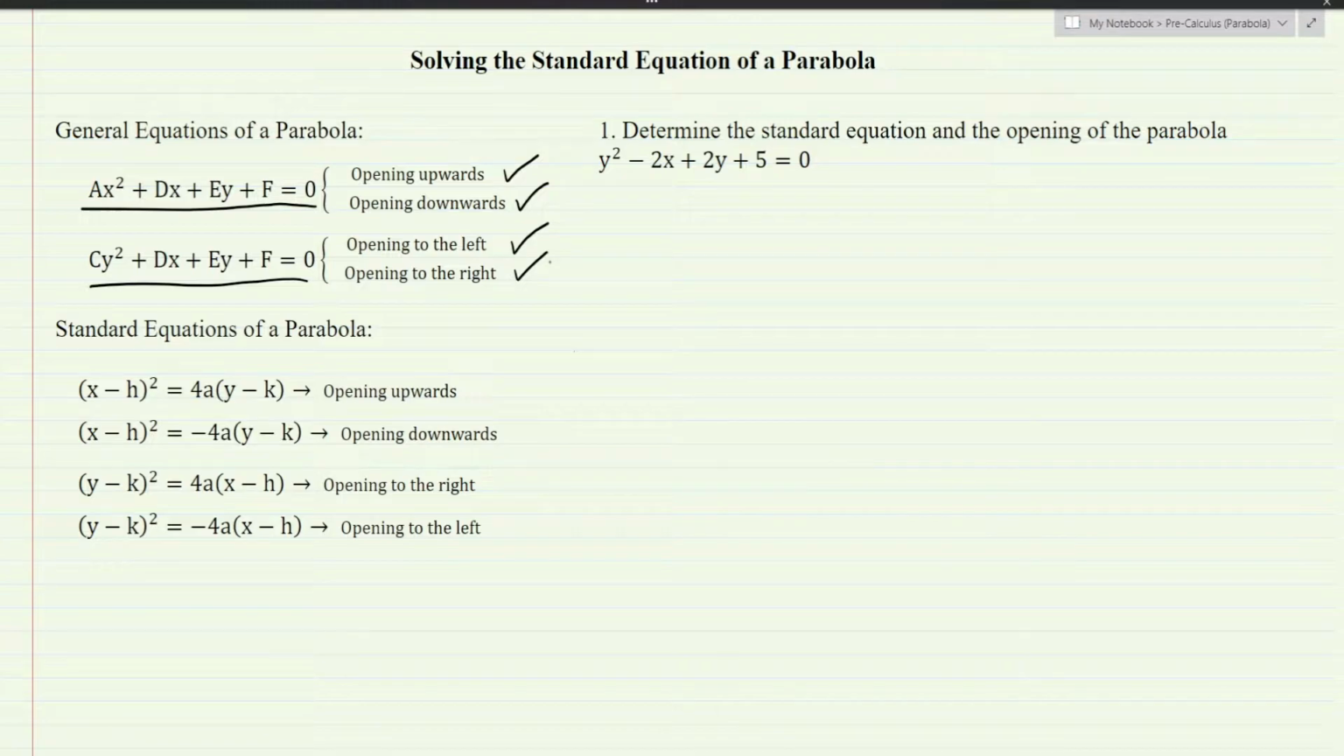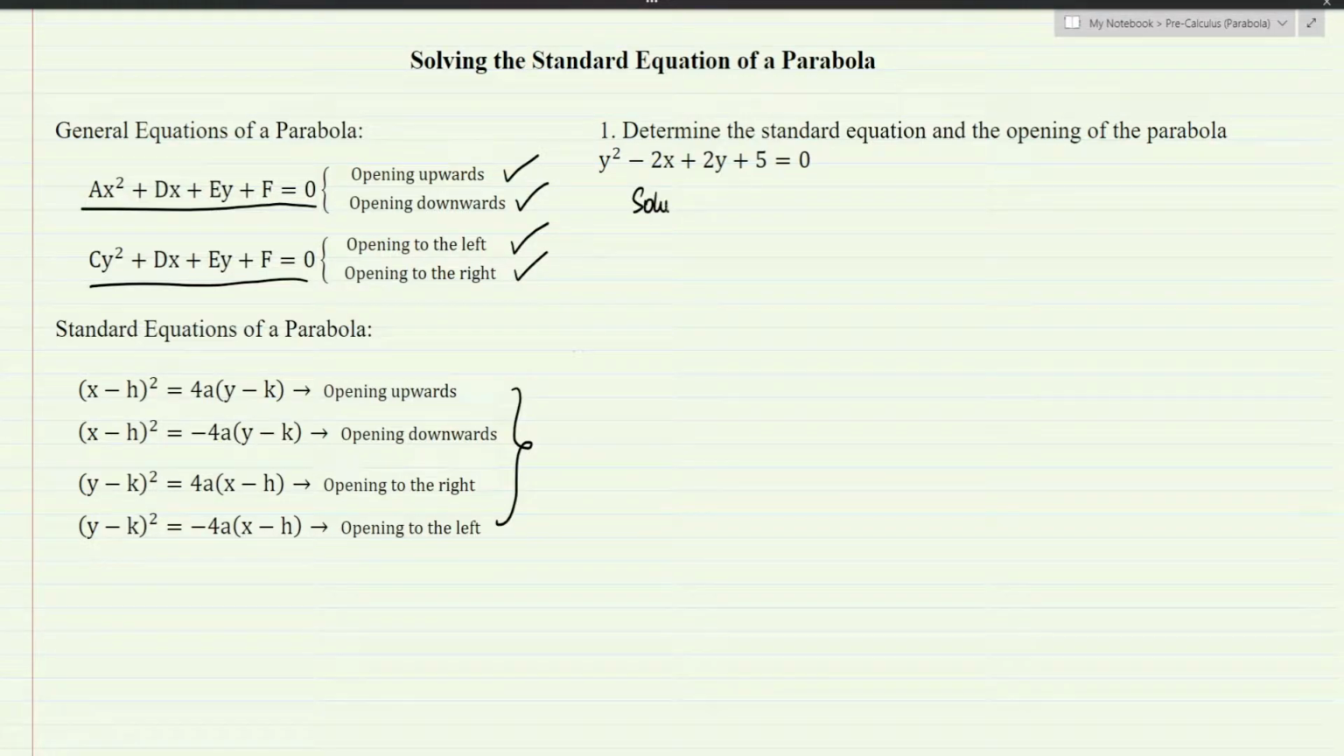Now, to determine the specific opening of the parabola, we will just have to convert this general equation to its standard form. Once it is in its standard form, we will just use these equations to determine the opening. Let's now solve problem number 1. Determine the standard equation and the opening of the parabola y squared minus 2x plus 2y plus 5 equals 0.